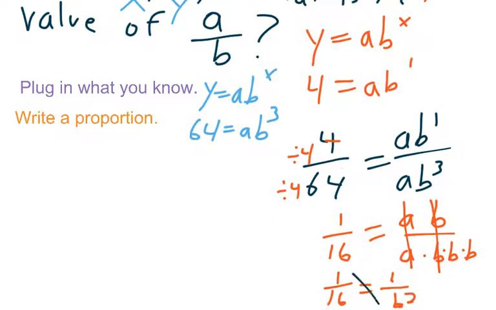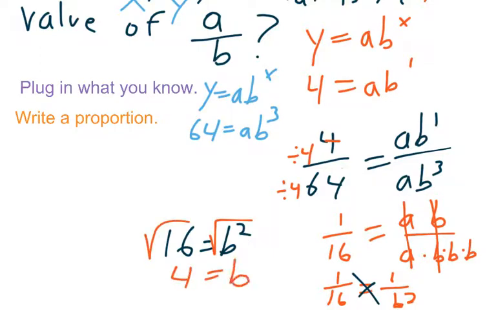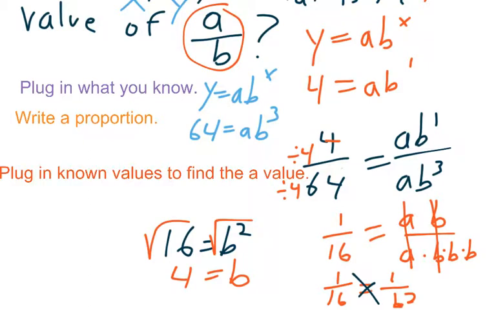And now to solve my proportion, I just cross multiply, so 16 equals b squared. And how do I solve for that? I take the square root. So the square root of 16 is 4, so b is 4. Now I know what b is, but I still don't know what a is. I'm supposed to find this ratio. So next I'm going to plug in my known values to find the a value.